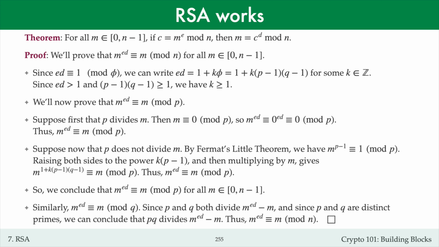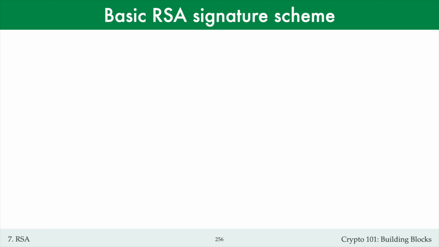So we've proven that RSA decryption is the inverse operation of RSA encryption. Raising c to the power d modulo n inverts the operation m to the power e modulo n. RSA encryption can be described as computing the eth power of the plaintext m modulo n, whereas RSA decryption is computing the unique eth root of the ciphertext c modulo n.